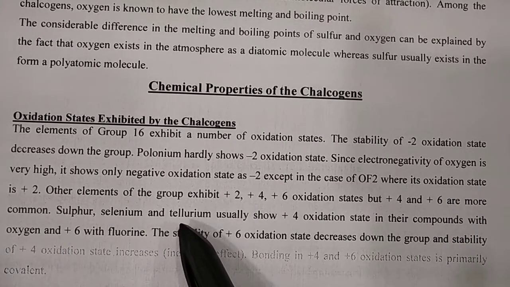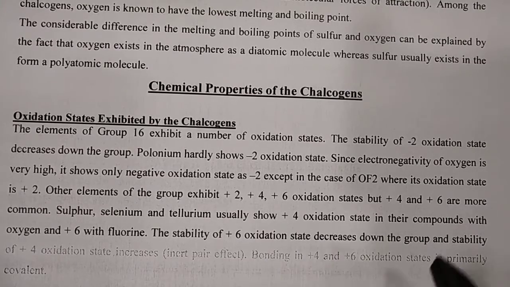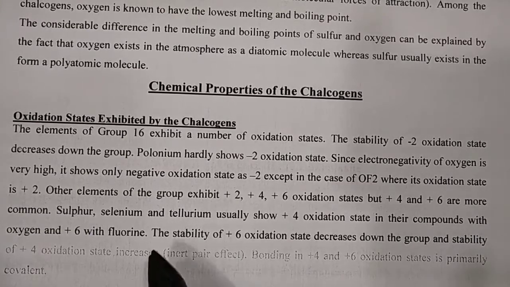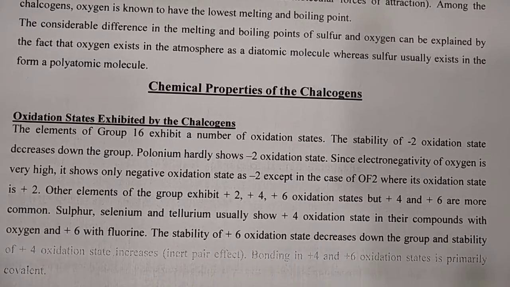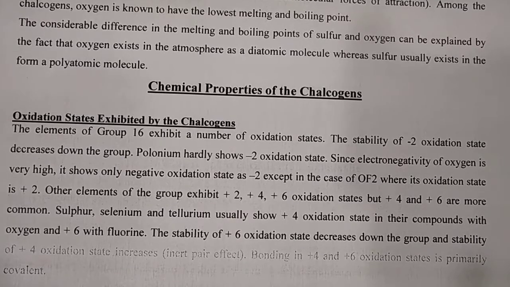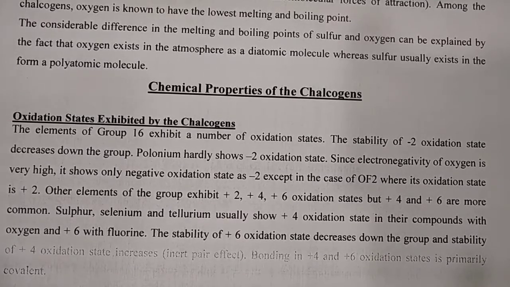Sulfur, selenium and tellurium usually show the +4 oxidation state in their compounds with oxygen and +6 with fluorine. SF6 is extraordinarily stable just because fluorine is a more electronegative species and accommodates the sulfur +6. The stability of the +6 oxidation state decreases down the group and the stability of +4 increases, just because of the inert pair effect. Inert pair effect means that down the group, the tendency of the two ns2 electrons of the s orbital to come out becomes very low. That is entitled the inert pair effect. Bonding in the +4 and +6 oxidation states is primarily covalent in nature. So this is all about your oxidation state in chalcogens.